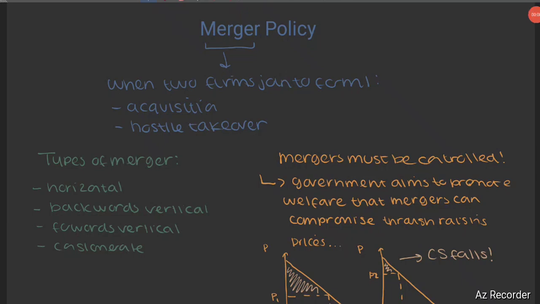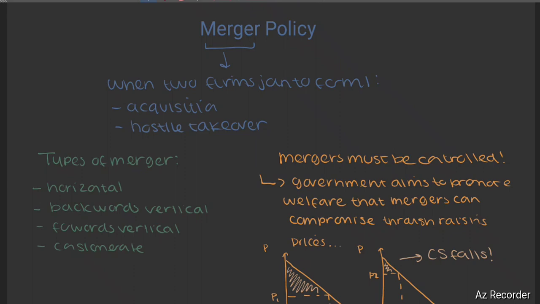In this video, we're looking at merger policy. These are policies that governments take to combat the negative effects of mergers. This video will go a bit further beyond the A-level economic scope, but there's a bit of interesting information that I'm sure if you put in your exam in a topical question, examiners would be impressed.